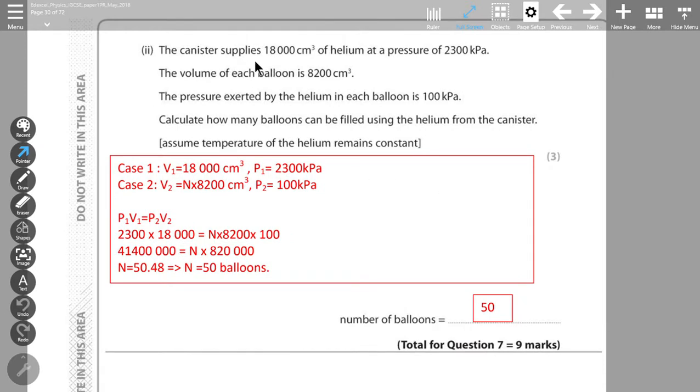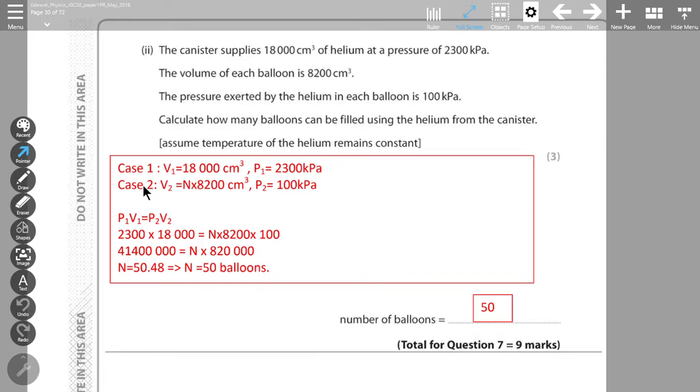The canister supplies 18,000 cm3 of helium at a pressure of 2,300 kilopascals. The volume of each balloon is so much. The pressure exerted by the helium in each balloon is so much. Calculate how many balloons can be filled using the helium from the canister. Assume the temperature of helium remains constant. So case 1 is when all gas is in the canister. So we have volume and pressure. Then imagine that we have n balloons with such volume, as they say, and with such pressure.